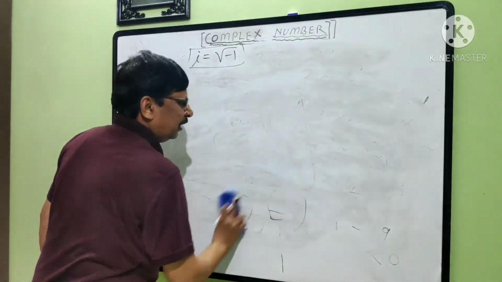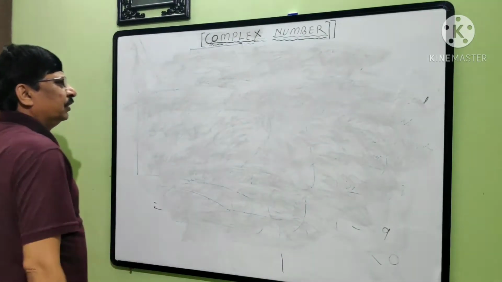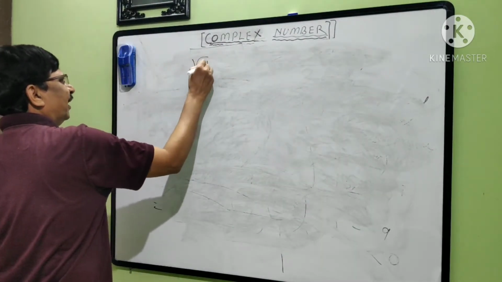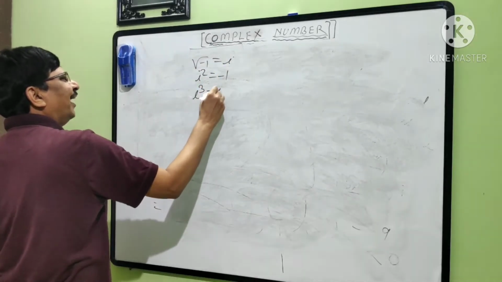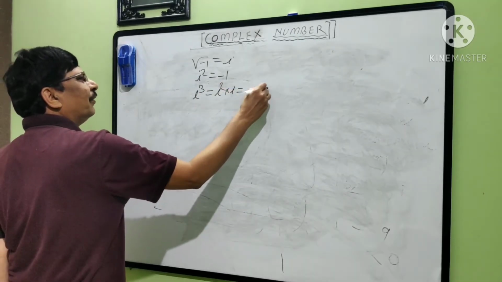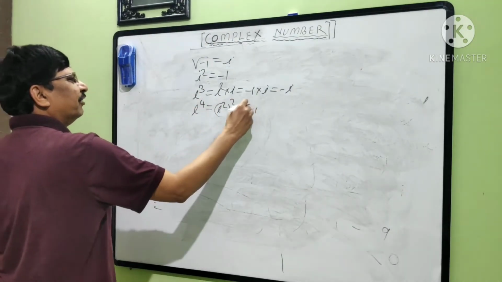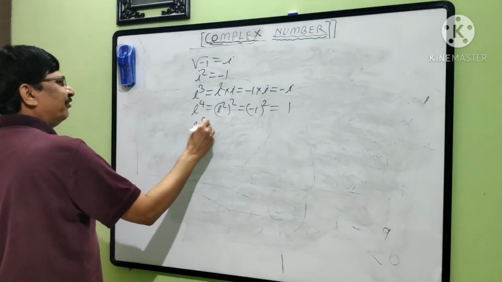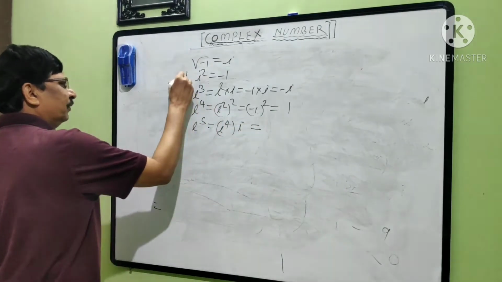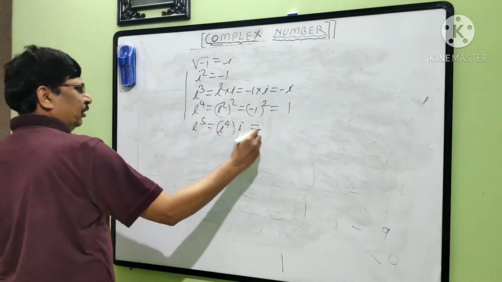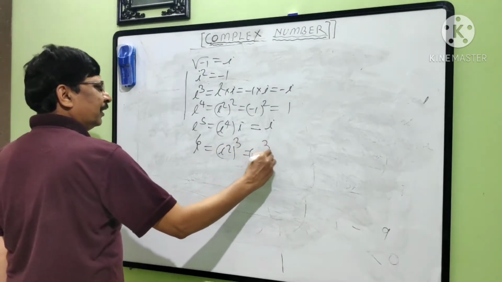Now I am going to discuss the conjugate of this complex number. First of all, keep in mind, i is under root of minus 1, meaning i square is minus 1. i cube is what? i square into i, that is minus 1 into i, minus i. i raised to 4 is i square its square, minus 1 raised to 2, that is 1. i raised to 5 is i raised to 4 into i, that is 1 into i, that is i. i raised to 6 is i square its cube, that means minus 1 cube, that is minus 1.